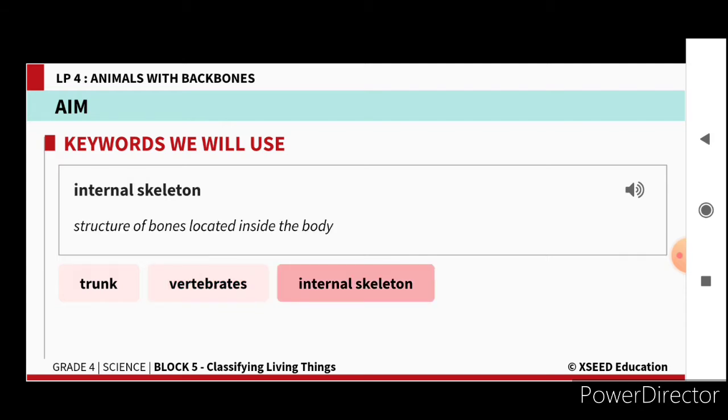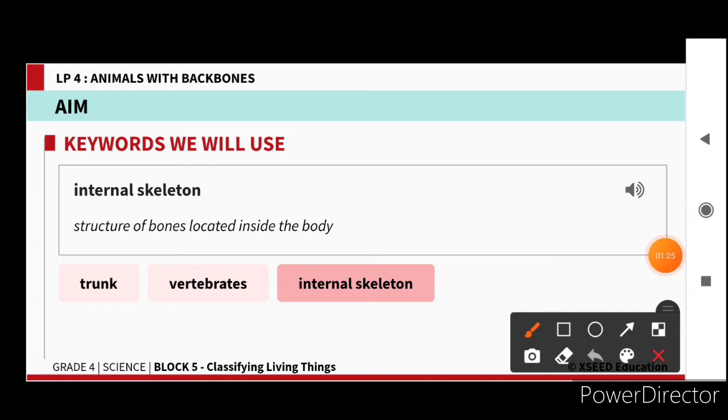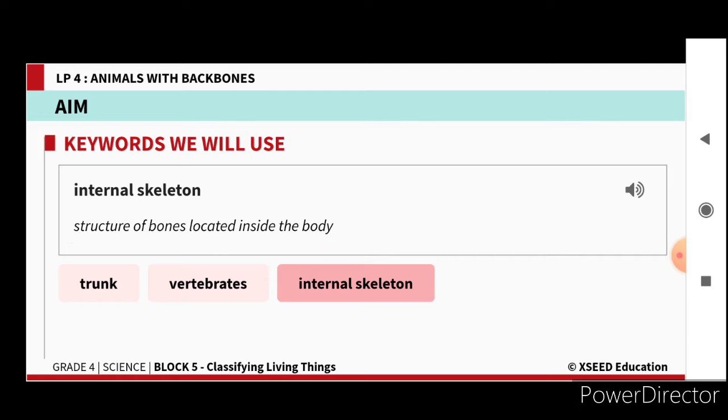And the next word is internal skeleton. Yesterday also you learnt this word. Internal skeleton means the structure of bones located inside the body. You have seen the pictures of how the bony structure, the bones join together to form a framework called a skeleton. So most of the vertebrates have an internal skeleton. These are the new words you are learning in today's class, children.